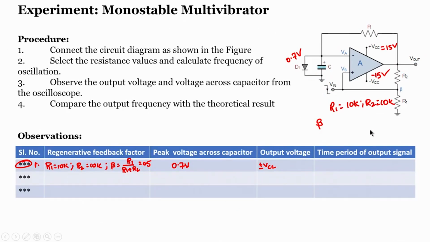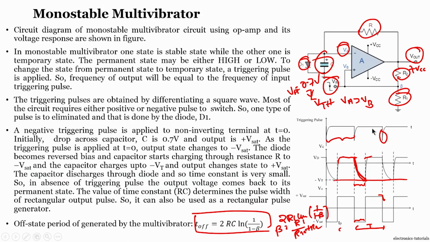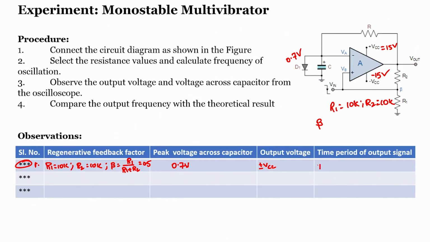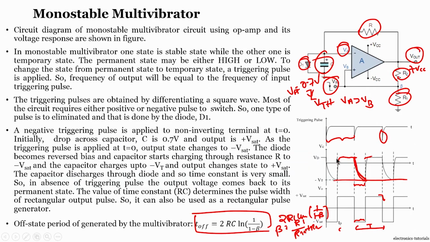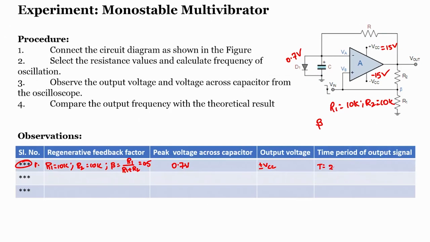Now, when we do the calculation similar to what we have done in astable multivibrator, the period T will be equal to 2RC times log of 1 by 1 minus beta. Where beta is 0.5, I can write it as 2RC into log of 1 by 1 minus 0.5, which is 1 by 2, so it is nothing but log 2. Now, what is the value of log 2?